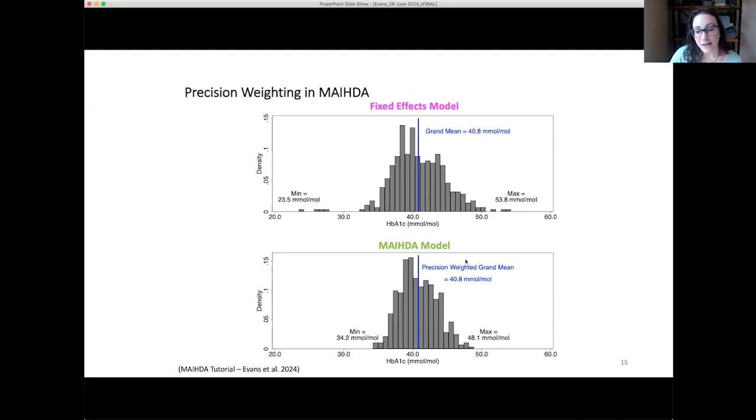The MAIHDA model actually produces this. So I still have a histogram here of each of my strata predictions, my averages. But you can probably notice a difference between the two here. So in my fixed effects approach, I could, in theory, get an average for each of my groups and then make the histogram and figure out what the average of the averages is. This is a grand mean. But MAIHDA is actually giving me a precision-weighted grand mean.